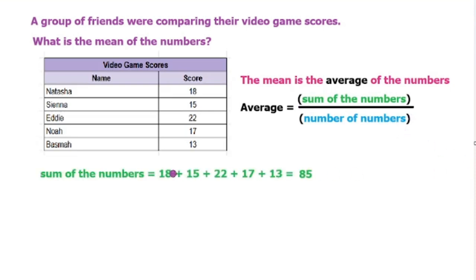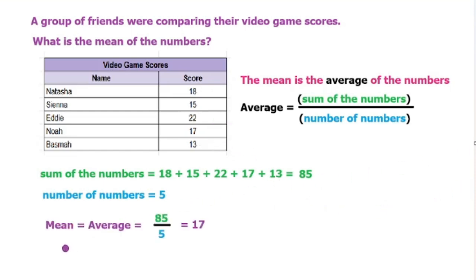So the sum of the numbers, we just add up all the numbers. 18 plus 15 plus 22 plus 17 plus 13 equals 85. Then we add up the number of numbers. It's 5. 1, 2, 3, 4, 5. There's 5 numbers.